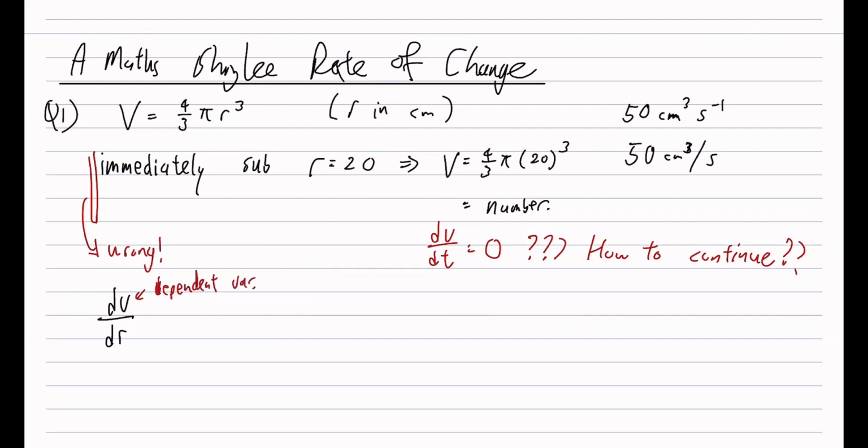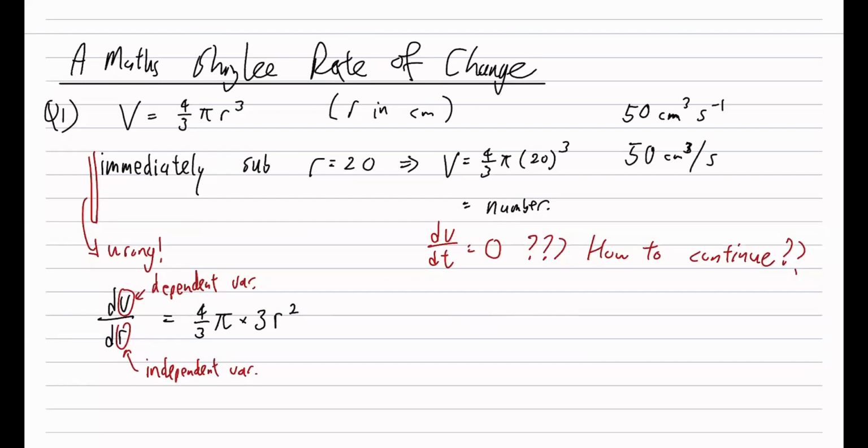V is the dependent variable, and this r is the independent variable. From your science lessons, you should know this. So dV by dr, what would it be? Leave the 4/3 alone. How about the pi? What's pi? 3.1415926. It's just a number. Leave it alone. Factor out. Then you focus on r cubed. Differentiate r cubed. What do you get? 3. No, bring down the whole power. 3r squared. Correct or not?